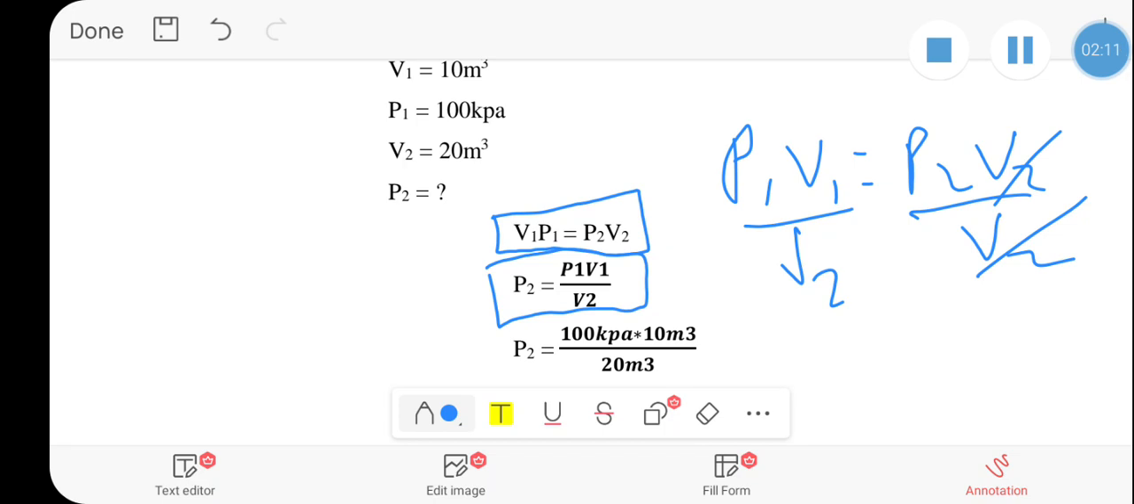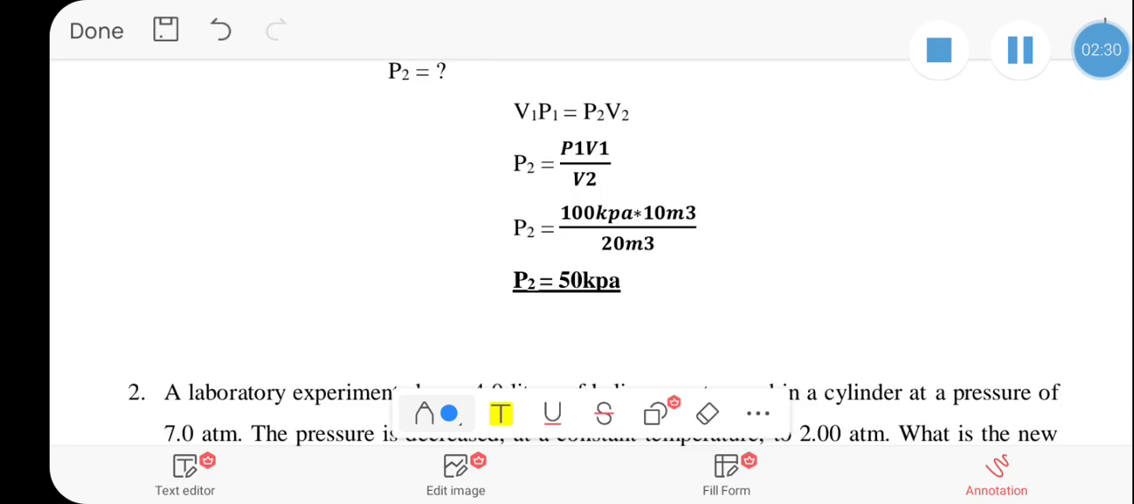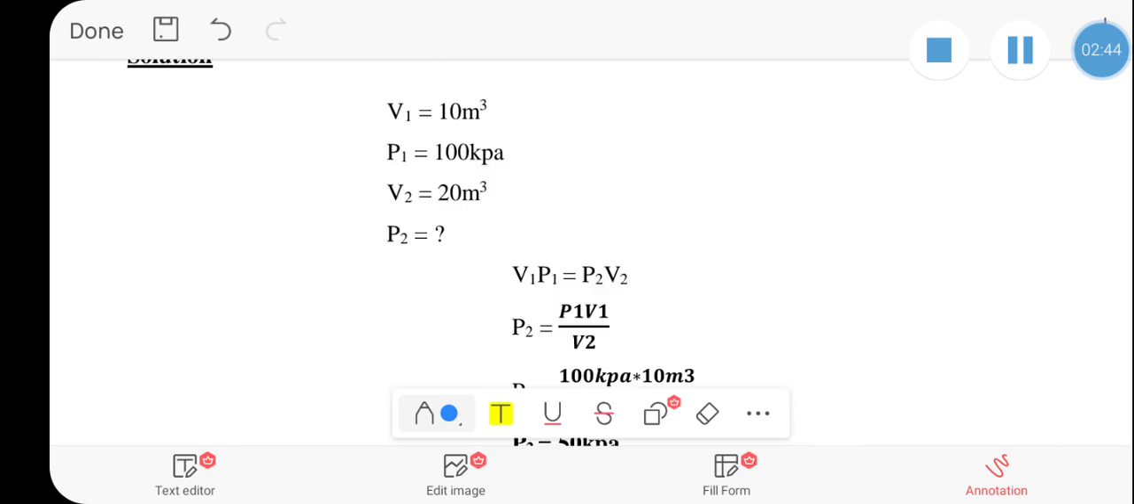This is the arranged formula. Therefore P2 is equal to P1, which is 100 kilopascal, times V1, which is 10 meter cube, over V2, which is 20 meter cube. By calculating this value, it will give P2 which is equal to 50 kilopascal. From the given values, V1 was 10 meter cube and V2 was 20 meter cube.